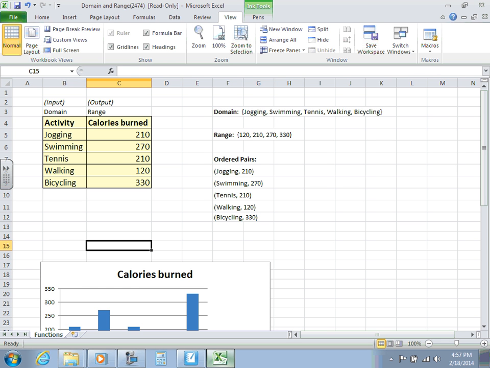So on the left, we refer to as the domain. This is the input of the function. And on the right is the output, or what we refer to as the range of the function. The domain will always be on the left, the range will always be on the right. The input on the left, the output on the right.